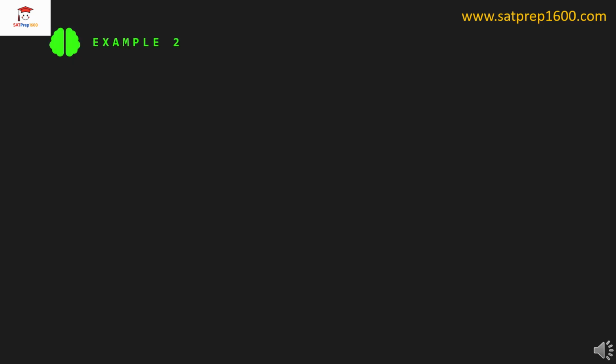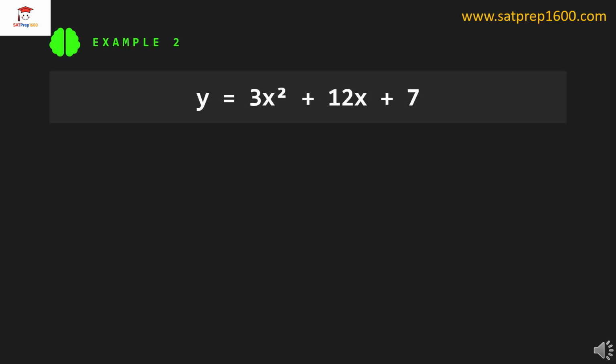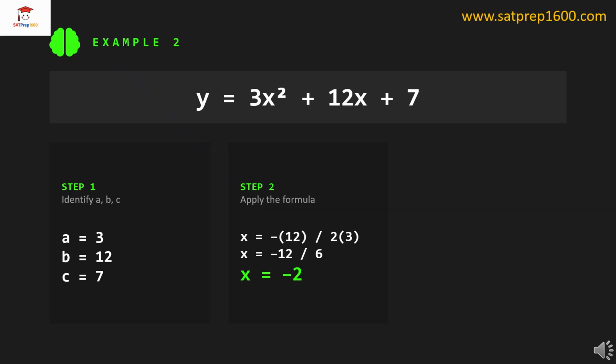Same process, different numbers. Step 1. From y equals 3x squared plus 12x plus 7, we get a equals 3, b equals 12, c equals 7. Note that b is positive this time. Step 2. x equals minus 12 divided by 2 times 3, equals minus 12 divided by 6, equals minus 2. The negative in the formula makes the answer negative.